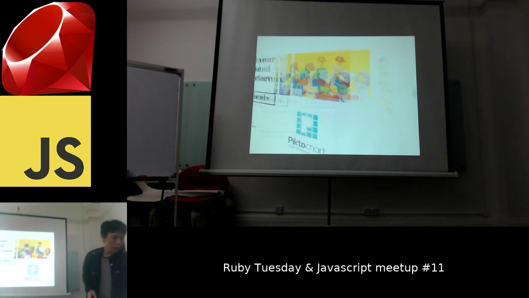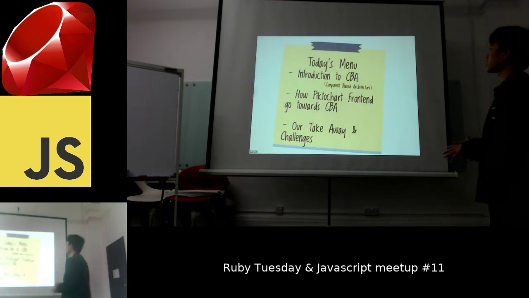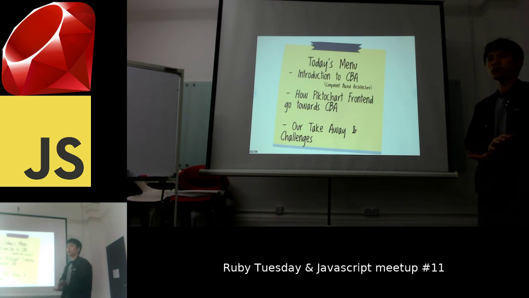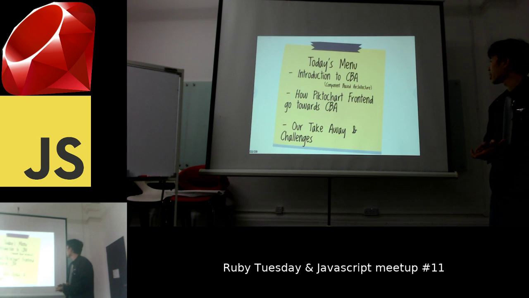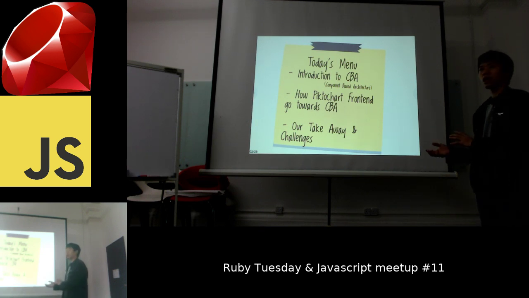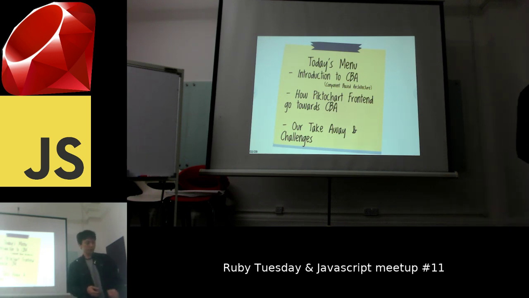So I would like to run through what we are going to talk about today. First, I will introduce the CBA, the component-based architecture. And then I would also like to share something that we as a team did to migrate from native JavaScript into the CBA architecture, and then our takeaways and challenges.